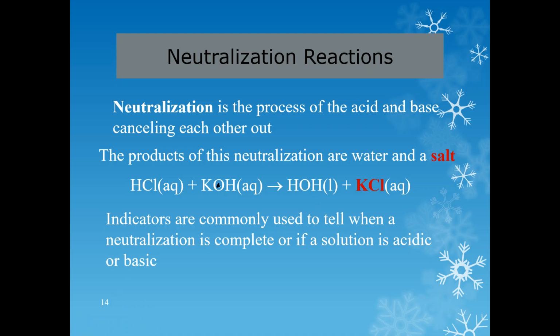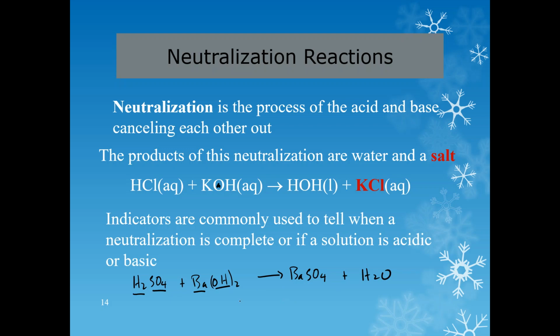So let's say we have a reaction between sulfuric acid and let's say barium hydroxide. I'm just choosing these two. So again, what will happen is that the barium, in this case, from the base, will come together with the sulfate to form barium sulfate. And the hydroxide will come together with the hydrogen to form water.